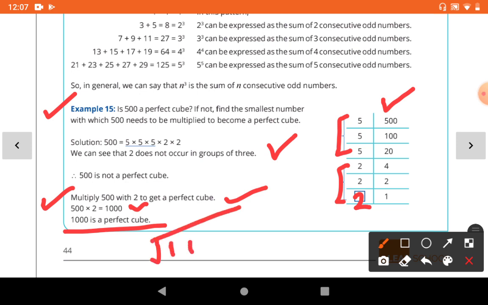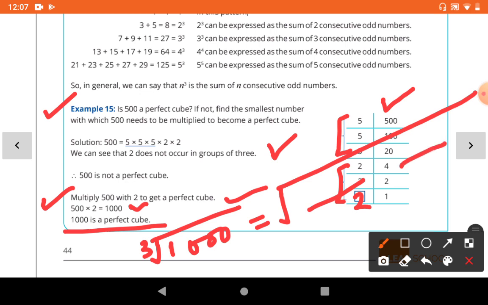1000 cube is equal to, you will write all the triplets 5 into 5 into 5, 2 into 2 into 2, then you will take out 1 5 and 1 2, hence the answer will be 10.